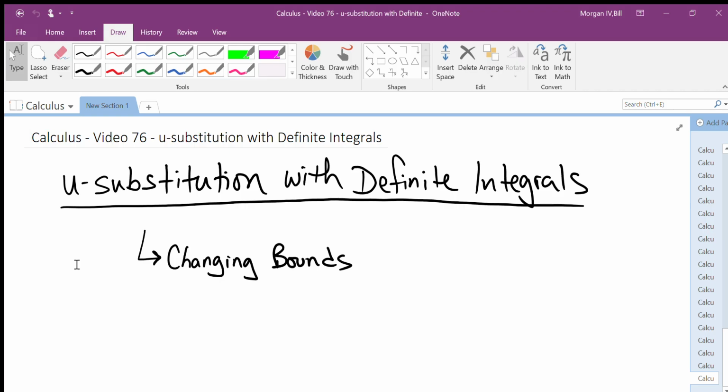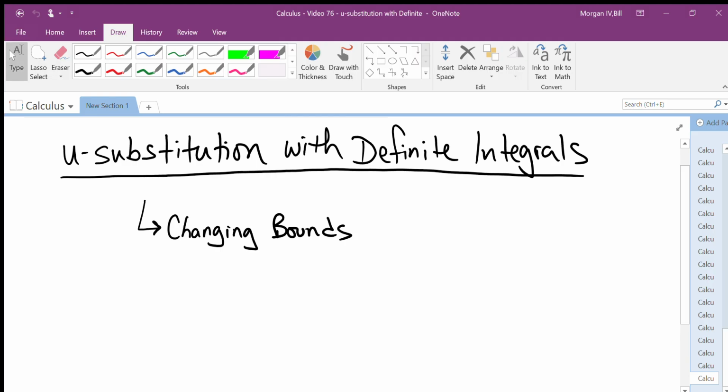And so the question is, okay, what changes? What stays the same with U substitution? What changes when we go into definite integrals? So part of what we'll be learning is changing bounds as a part of learning this U substitution. So let's just start with an example here.